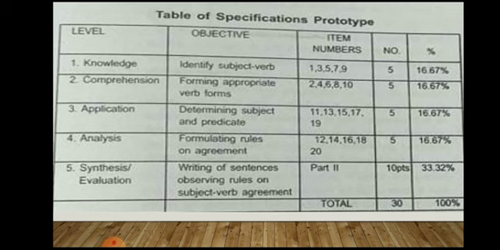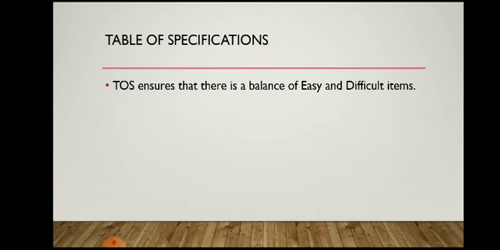This number 5 is 10 points, so its equivalent is 33.32%. When we add these, we will get 100%. Next, table of specifications. TOS ensures that there is a balance of easy and difficult items.